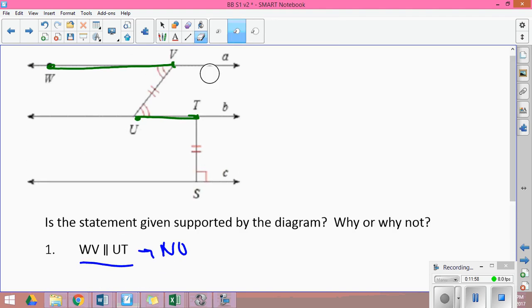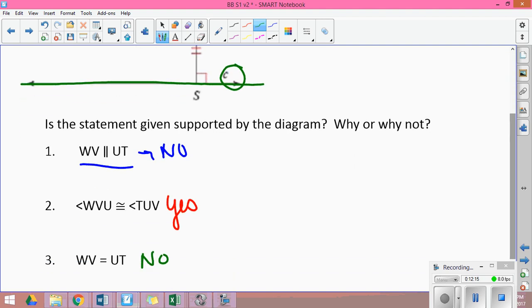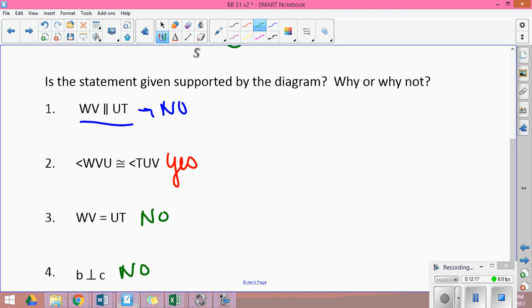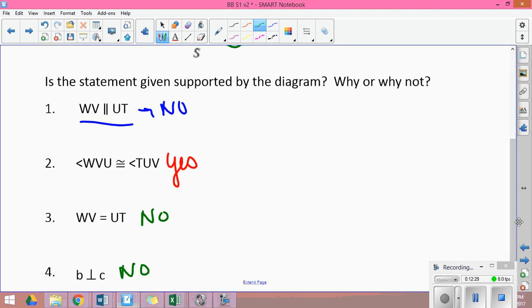And then the last one asks me about perpendicular. And it says, is line B perpendicular to C? And so here is B, and here is C, and that is also no. Those two lines might be parallel, they might not be, but I don't have any information to say that they are or are not. So that is kind of how we apply the notation to pictures.